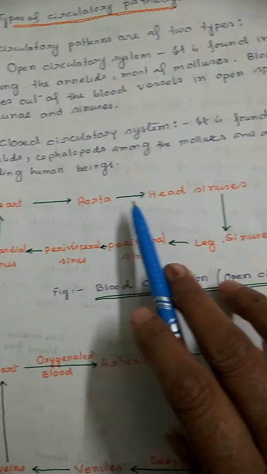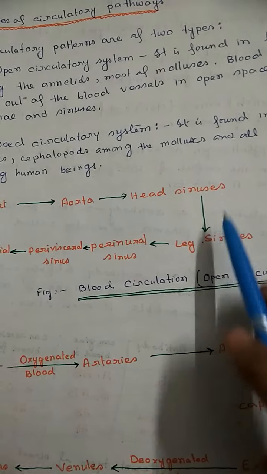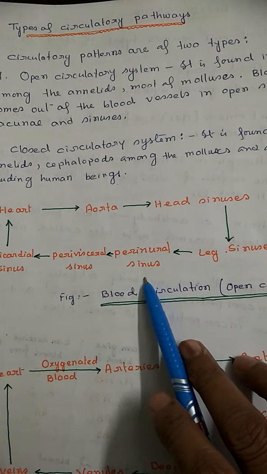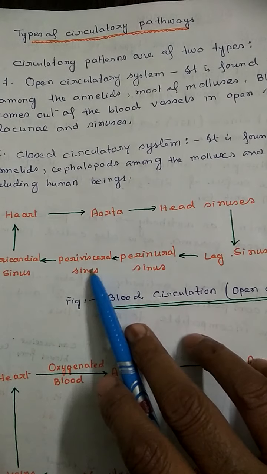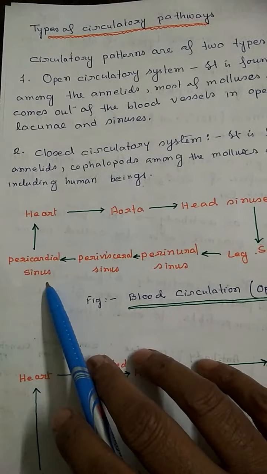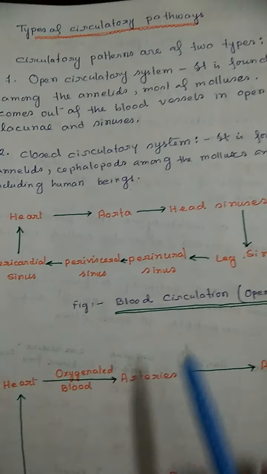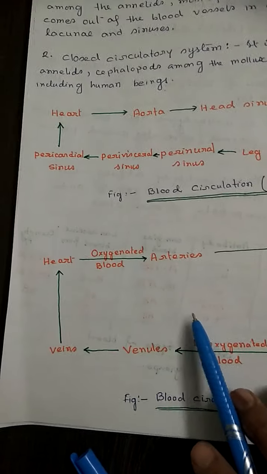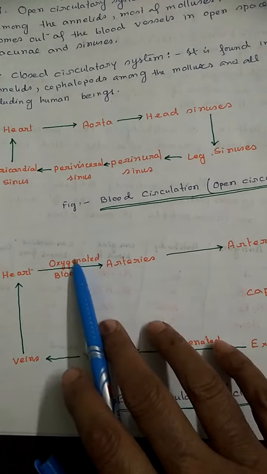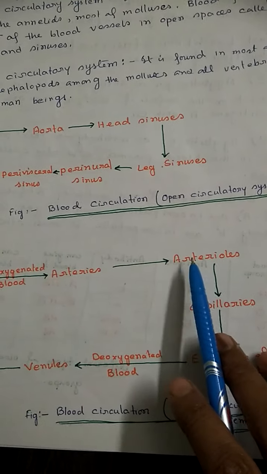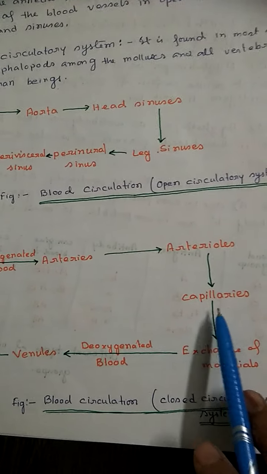So this is the pathway of blood circulation in the open circulatory system: heart, aorta, then head sinuses, then leg sinuses, then perineal sinuses, then perivisceral sinuses, and then pericardial sinus, then again goes to the heart. So this one is for the open type. But in the closed type: heart, oxygenated blood, arteries, then arterioles. Arterioles are divided to form capillaries.